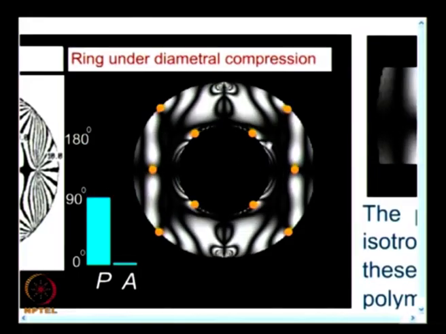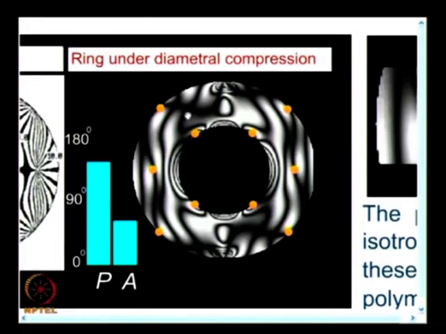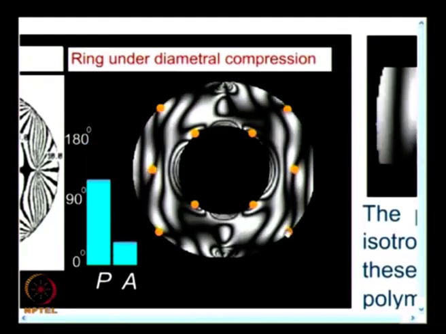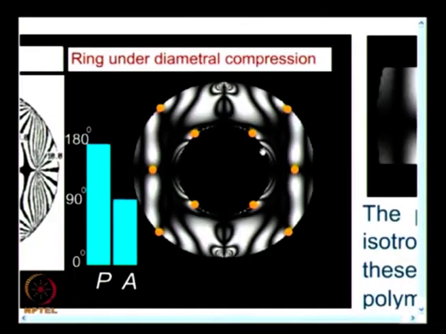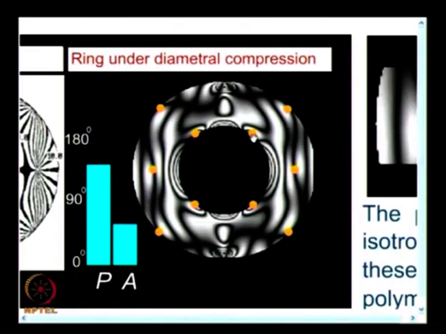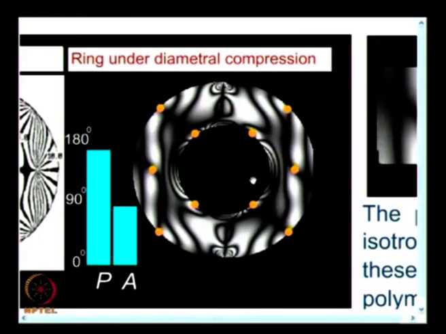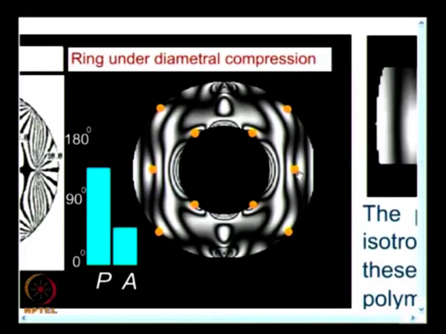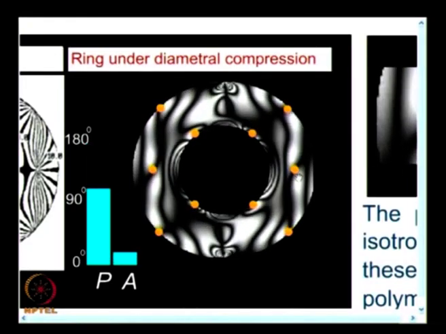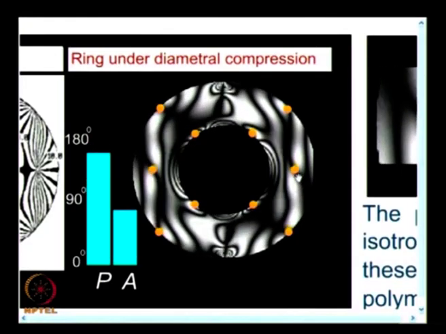So, what do I have here? I have 4 of them, 1, 2, 3, 4 on the outer boundary. I have 4 of them on the inner boundary, 1, 2, 3, 4, and 2 on the horizontal diameter of the ring. So, you have fringe order 0 only at these points.